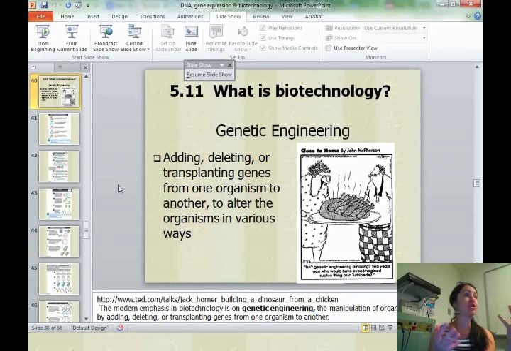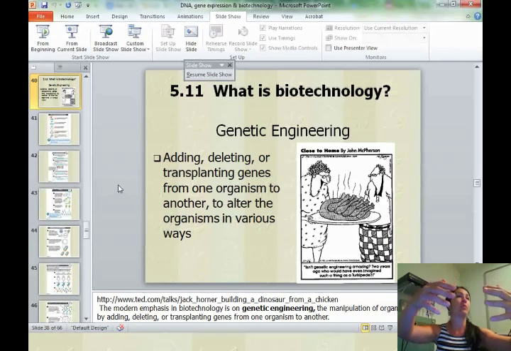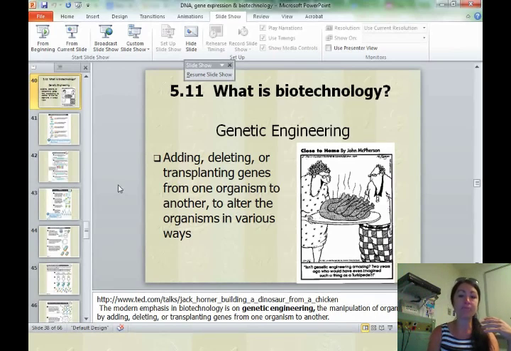Our turkeys and chickens can be genetically engineered to have these big giant breasts so that when farmers are raising them, they can get the most money out of having the largest turkey breasts or the largest chicken breasts. We can even alter organisms to do things that they never used to do before. Like if you've ever heard about golden rice.